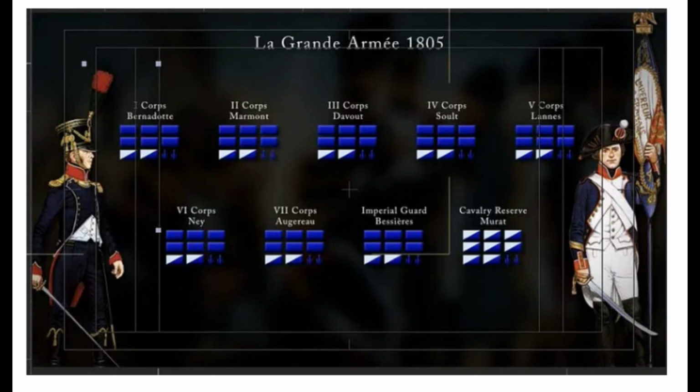The second one would be at Austerlitz, where Napoleon faced a combined Austro-Russian force. This is where the Battle of Austerlitz happened, which is where the second chapter of this video comes into play.